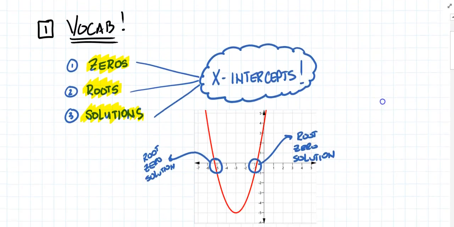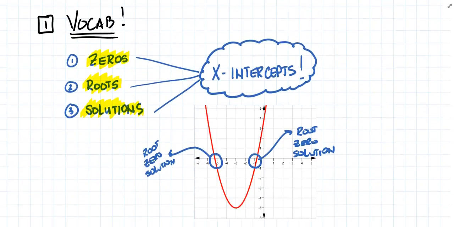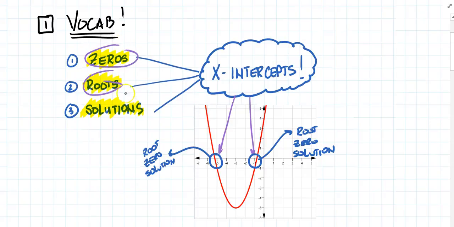So let me shrink it down for you so you can see the whole thing. These 3 words right here, zeros, roots, and solutions, numbers 1, 2, and 3, they all mean x-intercepts. And what are x-intercepts, you might be asking right now? X-intercepts are where the graph crosses the x-axis. So if you hear me talking about zeros, roots, or solutions, that means I'm talking about x-intercepts.